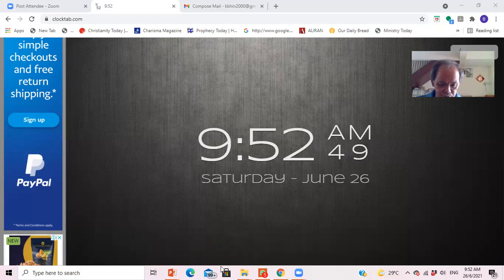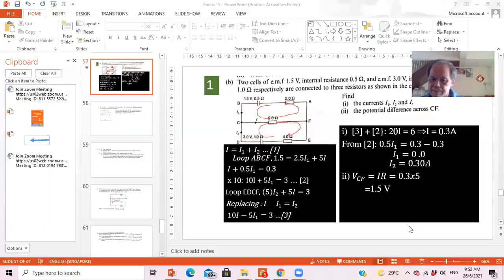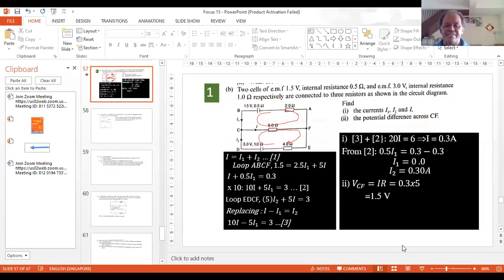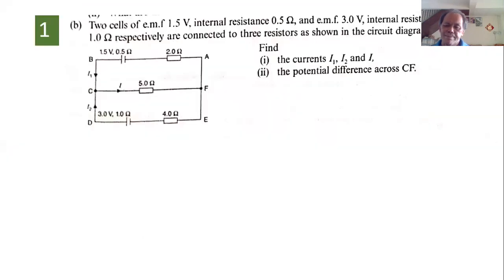Okay, there's one more focus 15 that we have. I have a bit of problem last week. Where is it? Okay, essay question number 1. Question B. A is all right, we have done already. We have some calculation mistakes, but other than that, the equation is correct. You got 2 cells. 1B, essay question, 1.5, 0.5 ohm.